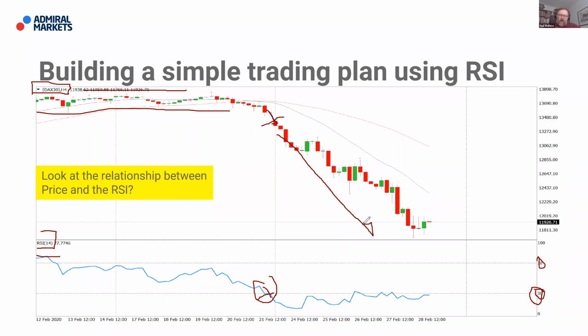And this is the challenge. Just arbitrarily selling when it's overbought and buying when it's oversold can lead you into trouble, because experienced traders will know just because an indicator says it's overbought or oversold doesn't mean that the price is going to reverse.